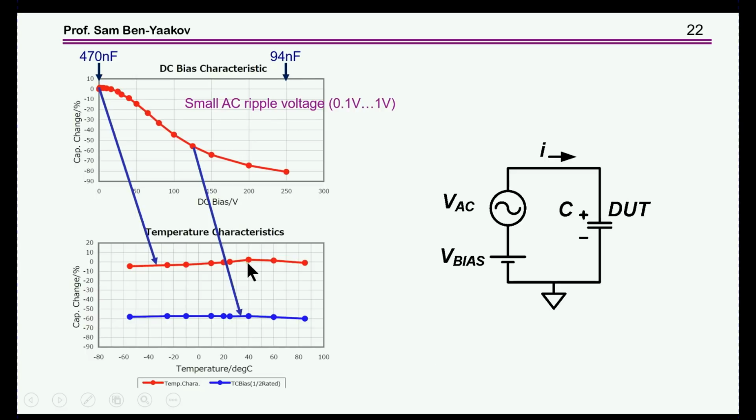Now to the change of capacitance with voltage. We have a plot like this in which the capacitance, this is a 470 nanofarad capacitor, is changing with the bias voltage. Again, this is a small signal capacitance. That is, there is a bias, and an AC imposed. This is how it is measured. Bias, AC. The AC is between 0.1 and 1 volt.